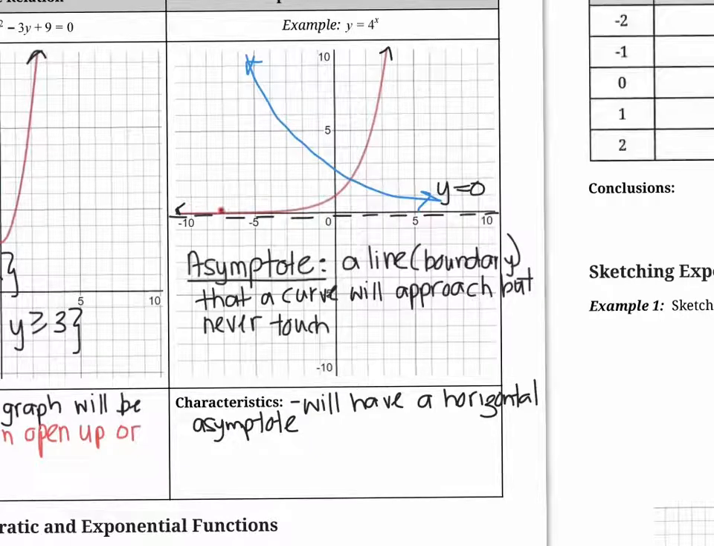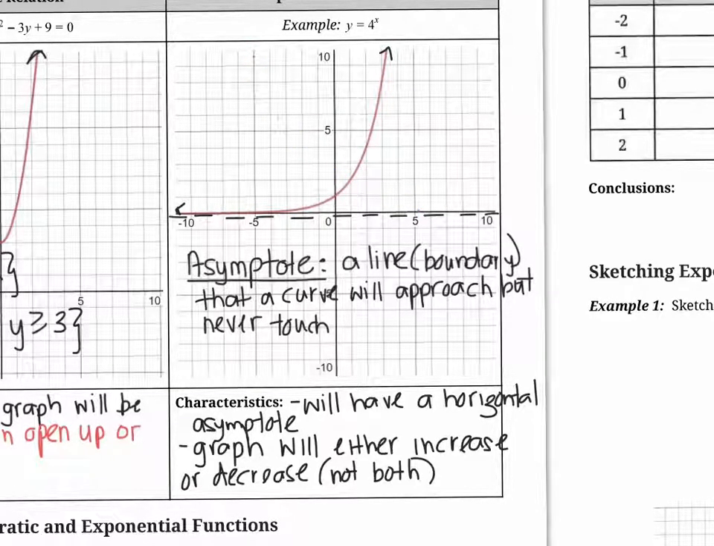It will either be increasing or decreasing. Let's do the domain and range just of this guy right here. So it'll be the final characteristic that we look at. So let's talk about domain, knowing that these are going to continue on and on forever this way.